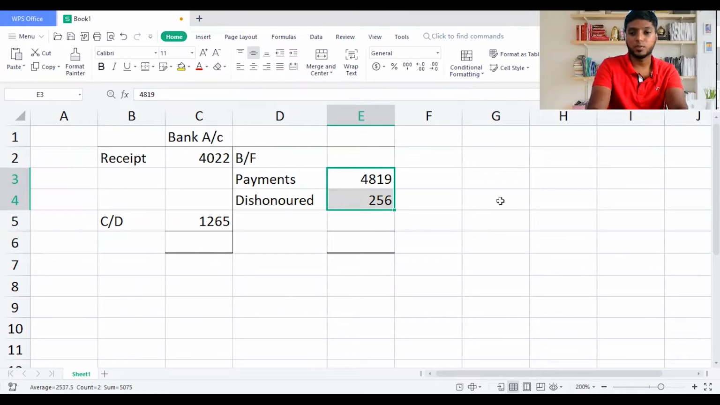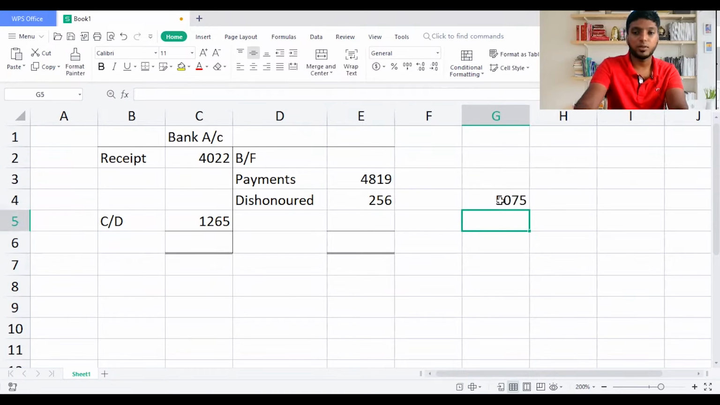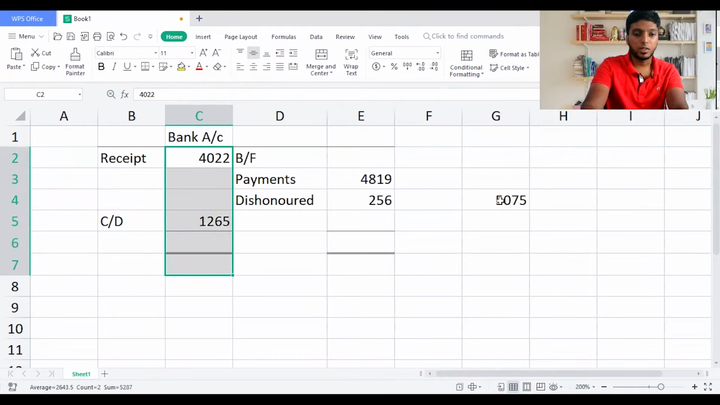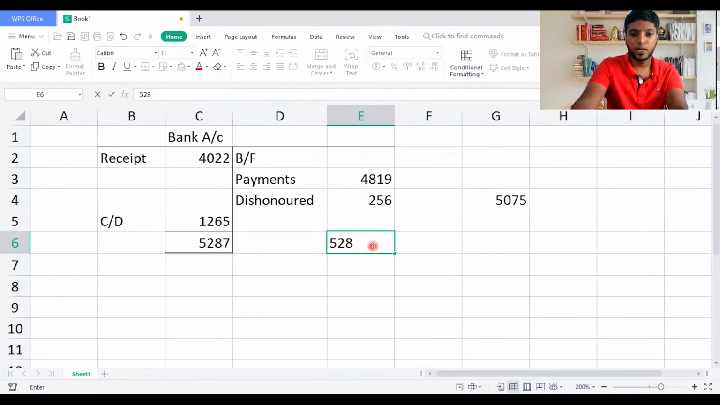This is 5,075. So I'll write here 5,075, and here we are getting a balance of 287. So I'll record 5,287. Then we have the next part. Now 4,819 plus 256 is 5,075. I'll write the first balance 5,287 and deduct here.